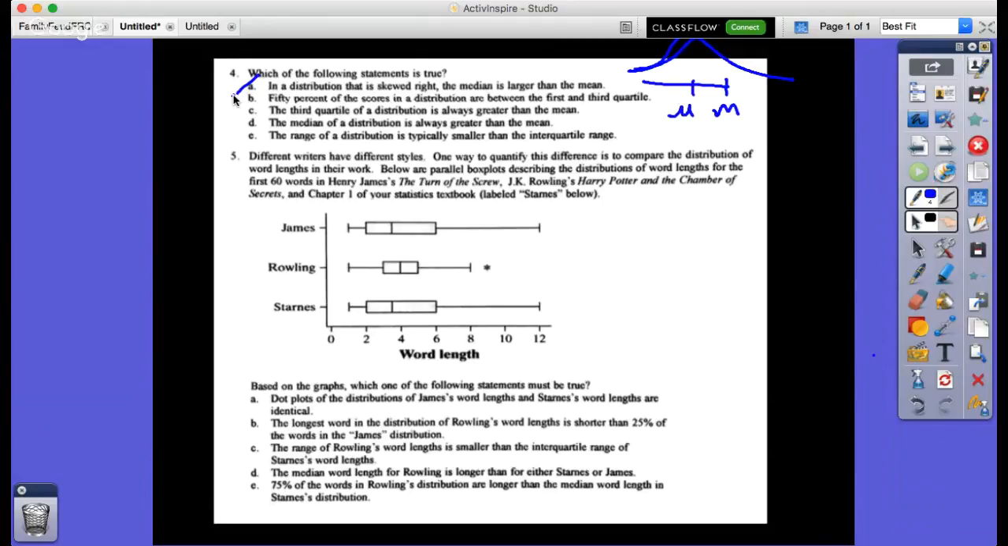B says 50% of the scores in a distribution are between the first and third quartile. Is that true?